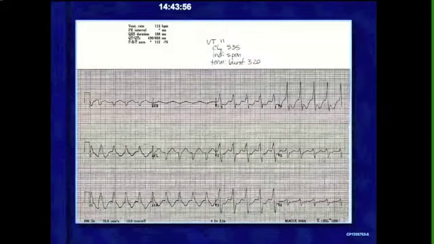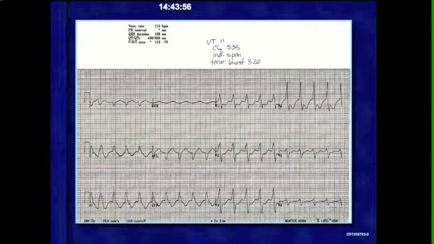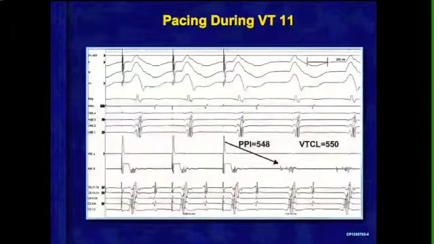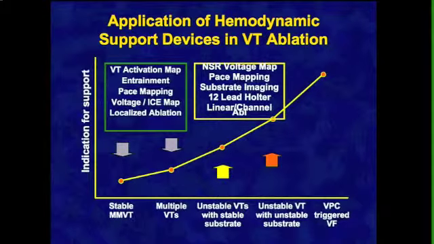If you look at this a little bit further, here's one, I just random sample. It turned out that this guy had 11 different VTs. This was VT number 11. I had already gotten rid of the 10 hemodynamically unstable VTs, and I'll tell you about that in a minute. But we were able to do entrainment mapping, and the PPI was exactly the same as the VT cycle length. We ablated that and got rid of it. And so this is one that works quite nicely.